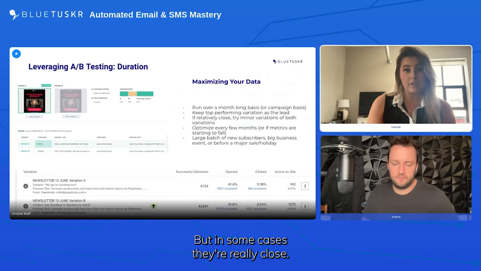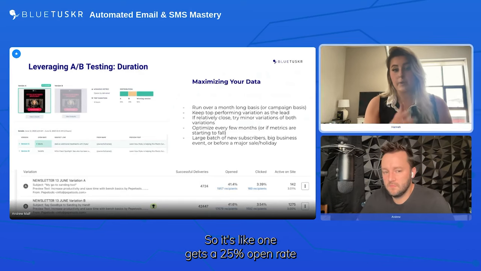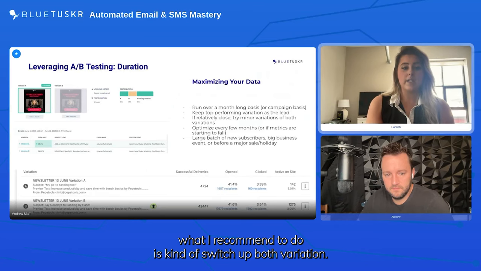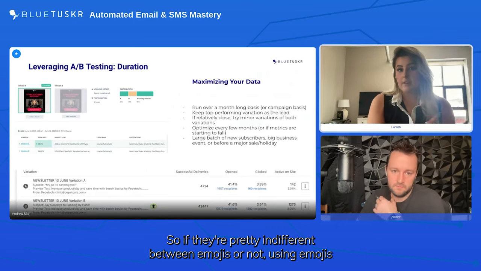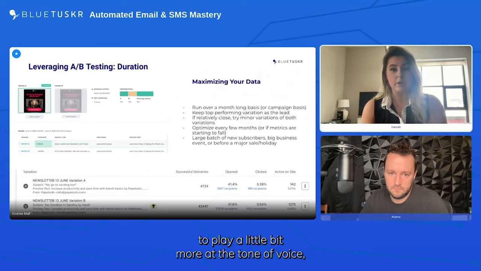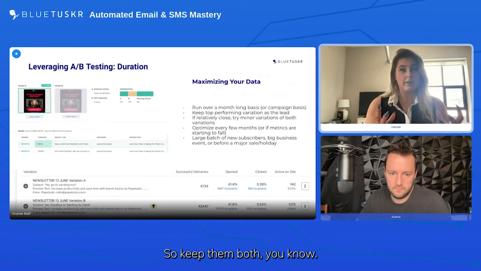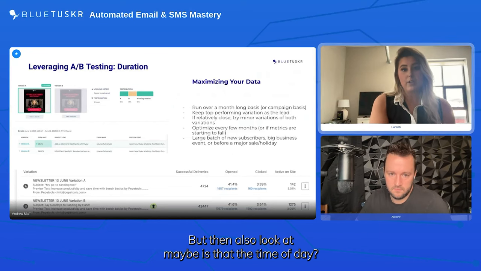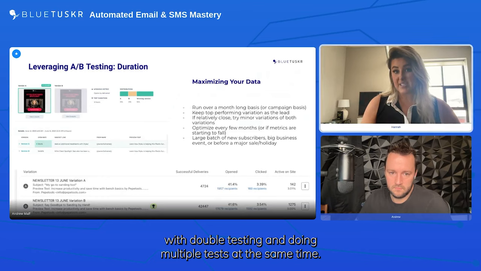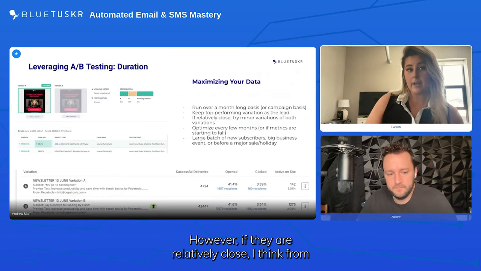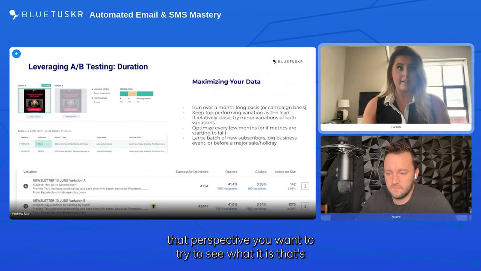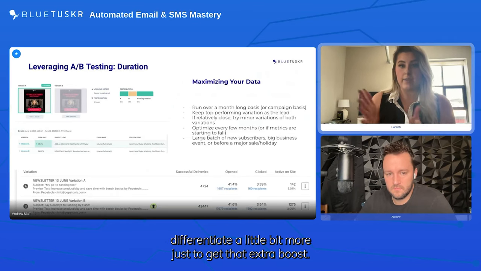But in some cases, they're really close. One gets a 25% open rate and another one gets a 24.8% open rate. From there, what I recommend is to switch up both variations. If they're pretty indifferent between emojis or not, switch up the copy with the emojis, so you play a little more with the tone of voice, or you could go a different route. Keep them both A/B testing since they're relatively the same, but also look at maybe the time of day. I wouldn't recommend dabbling heavily with doing multiple tests at the same time. However, if they are relatively close, you want to see what's going to differentiate a little bit more to get that extra boost.